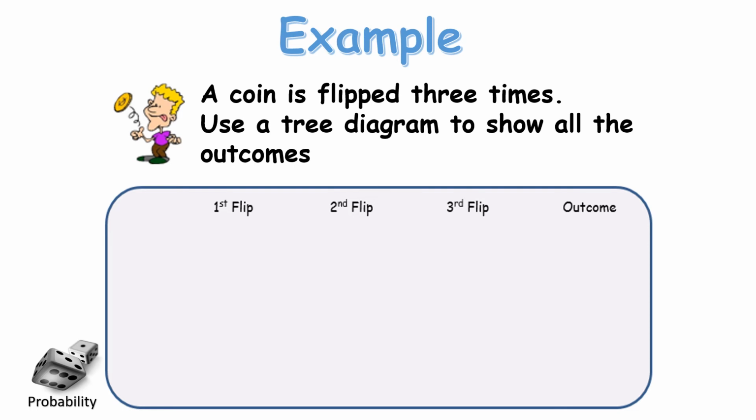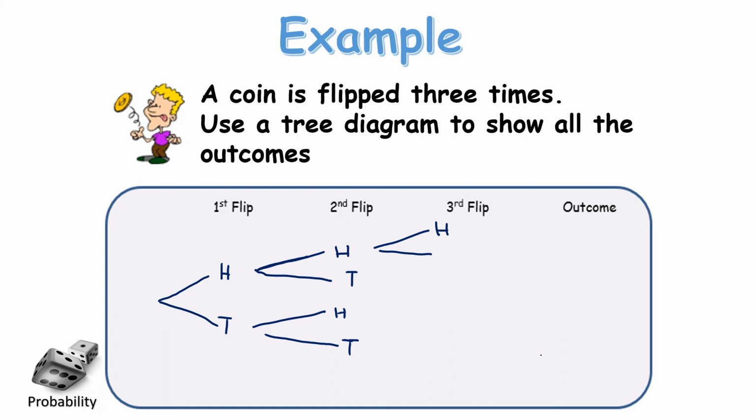So example, a coin is flipped 3 times. Use a tree diagram to show all the possible outcomes and probabilities. So it could be heads or it could be tails. If we get heads, the second flip, we could get heads or we could get tails. If we'd had tails, it could be heads or it could be tails. Now it's going to get very big very quickly. So we have heads could get another heads or tails. That tails could give me heads or tails. This heads gives me heads or tails. And this gives me heads or tails. And mine is not very pretty at all. But yours could be much prettier.